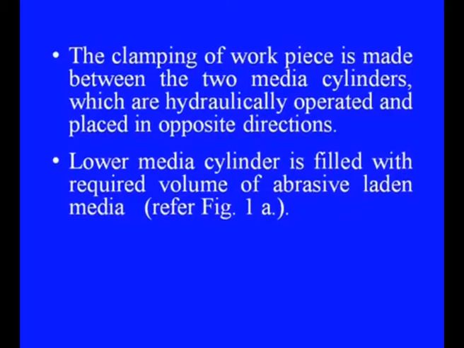The clamping of the workpiece is to be made between the two media cylinders in case of a two-way process, which are hydraulically operated and placed in opposite directions. The lower media cylinder, if it is a vertical setup, or one cylinder if it is horizontal, is filled with the required volume of abrasive laden media as shown in this figure. The media is then extruded through the workpiece into the upper media cylinder in case of vertical configuration, or to the other cylinder in case of horizontal configuration. The procedure is repeated and the media is fed back through the workpiece into the other cylinder. The process cycle is constituted by a combination of these to and fro strokes.